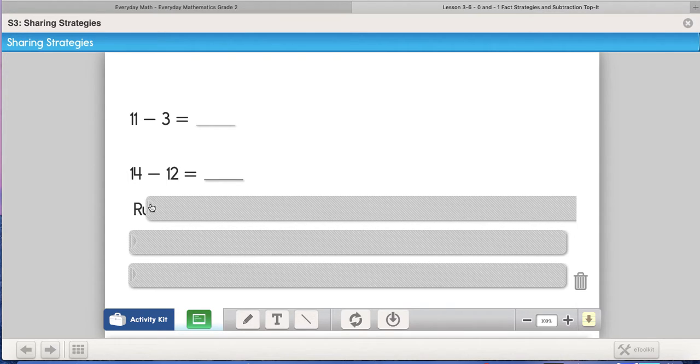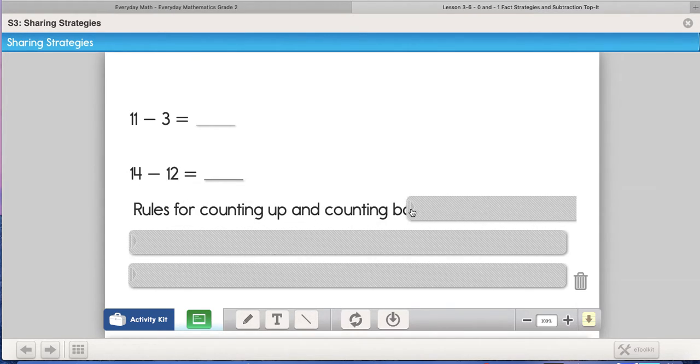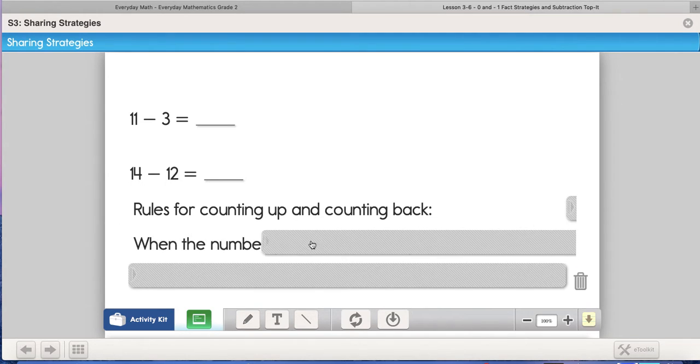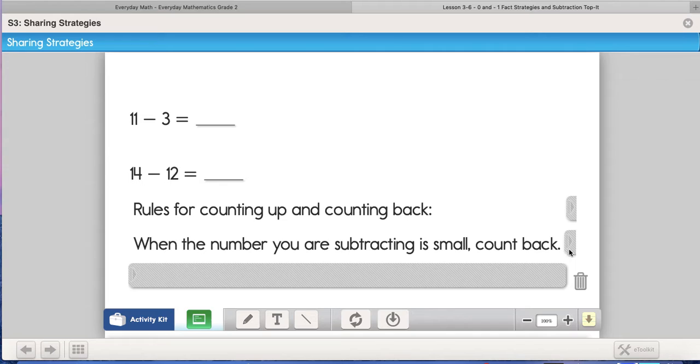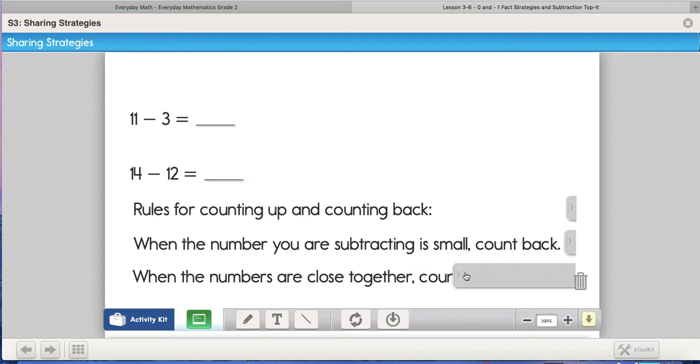So remember, there were some rules for our counting up and counting back strategies. When the number that you are subtracting is small, you want to count back. So when you're counting back, if you notice that the number you're taking away is a small number, it's a lot easier to count back. When the numbers are close together, you want to count up.